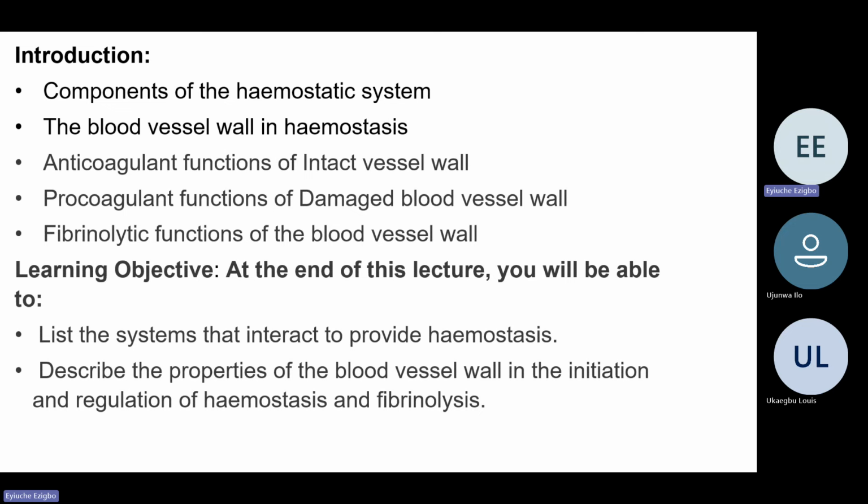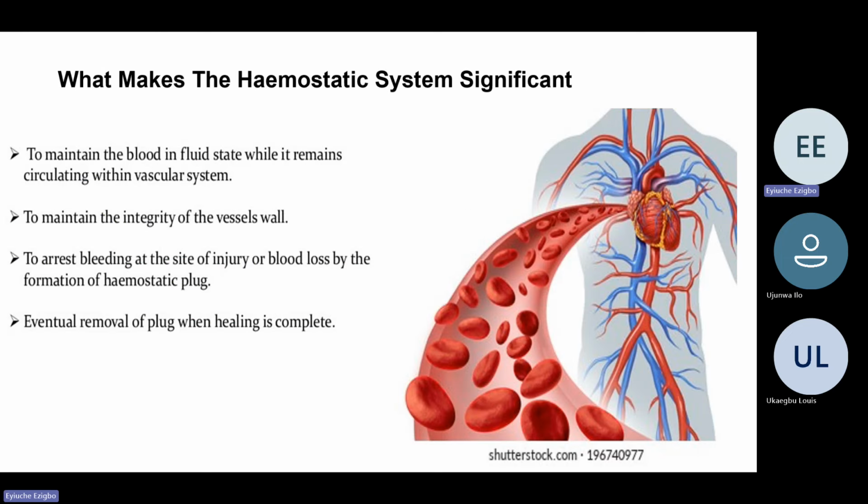Then our learning objective at the end of this lecture: you'll be able to list the systems that interact to provide hemostasis, and describe the properties of the blood vessel wall in the initiation and regulation of hemostasis and fibrinolysis. Okay, so this is a part of the introductory lecture, as I said, to hemostasis.